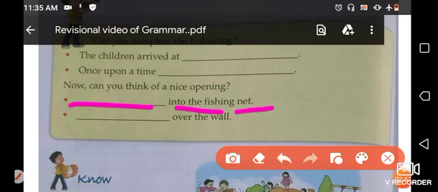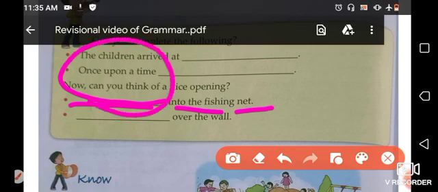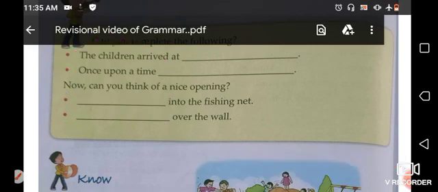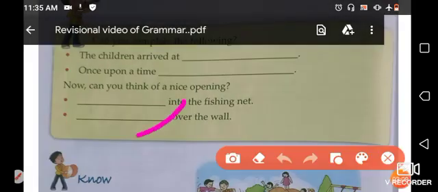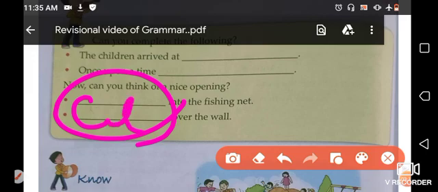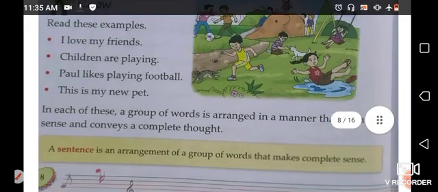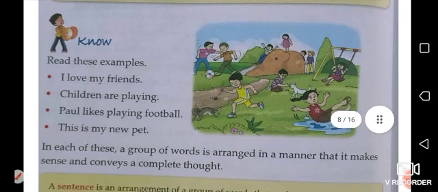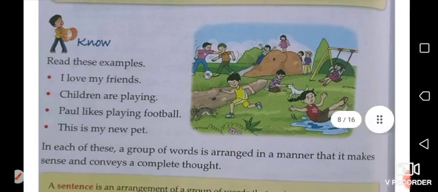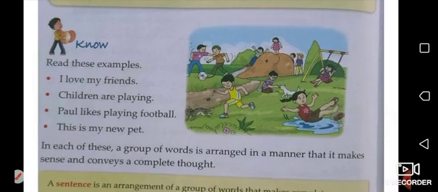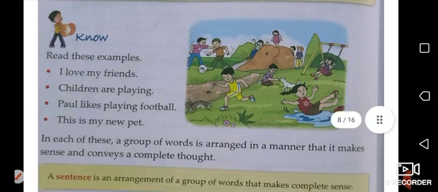Dash into the fishing net. So what is into the fishing net? You can write: fishes are in the fishing net. Next one, dash over the wall. What is over the wall? You can write: a clock is over the wall. Okay, without any further delay, let's start today's chapter.